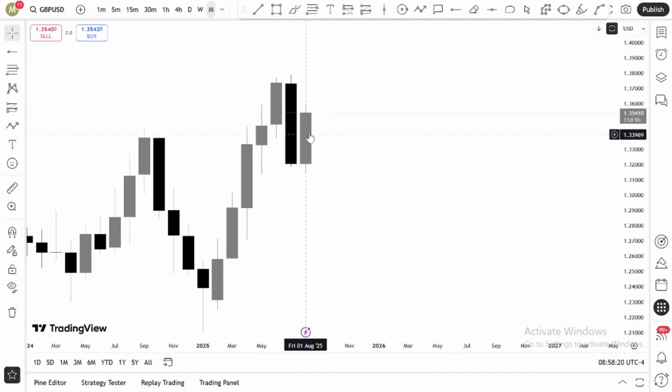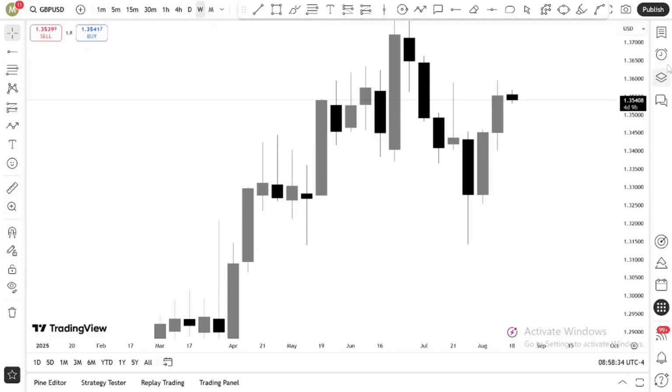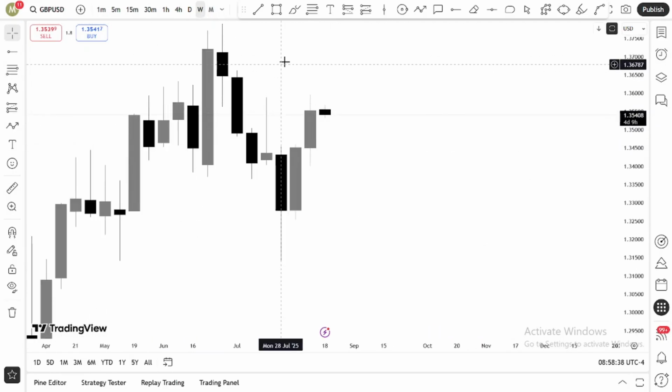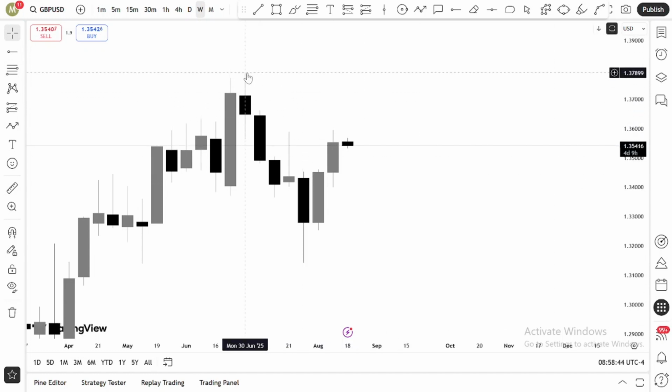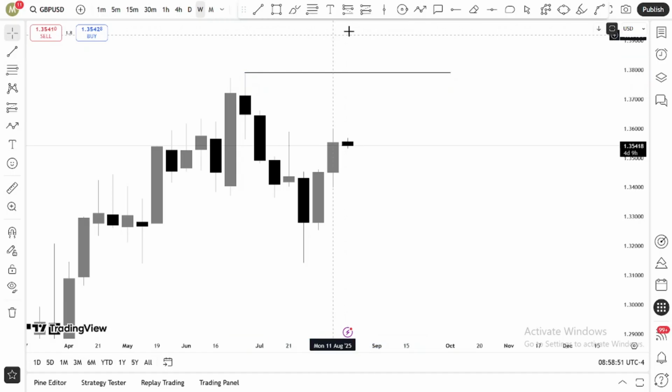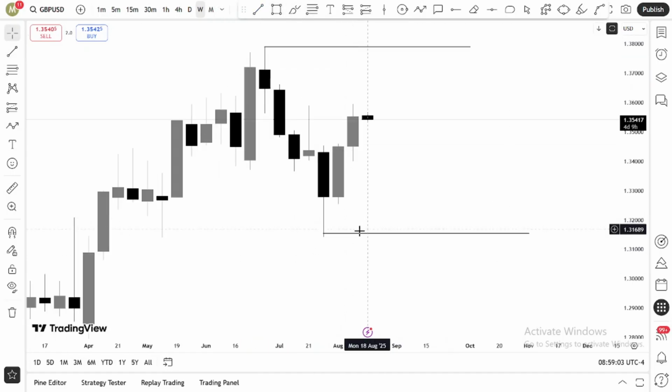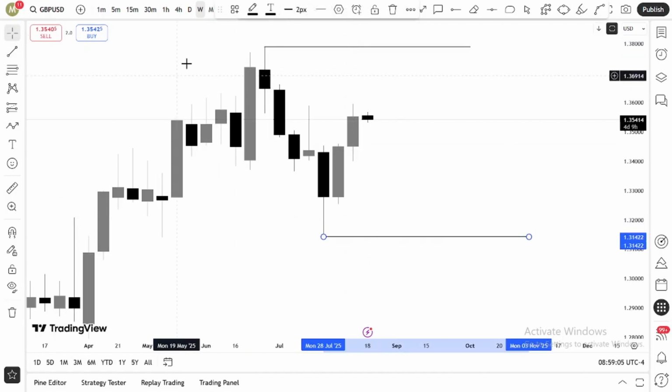Now that I've gotten the information I want, which is anticipating price pushing to the downside, I'll go to the weekly time frame. This is the weekly time frame. This is my weekly time frame. Here on the weekly time frame, I just want to pay attention to what is happening here, this high, and here this low. I just want to pay attention to what is happening inside here.